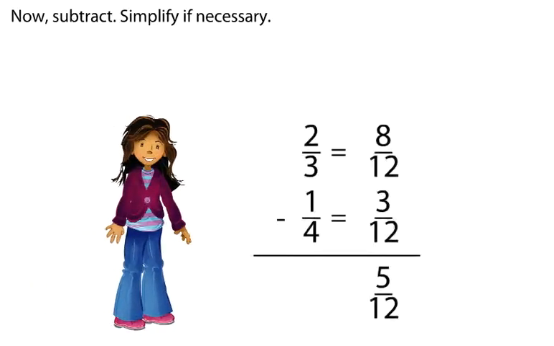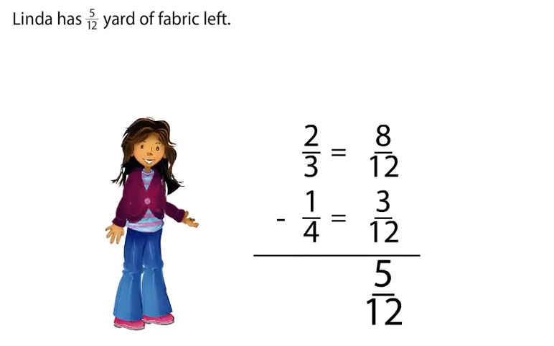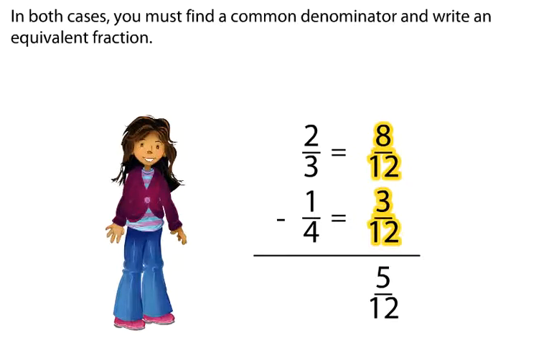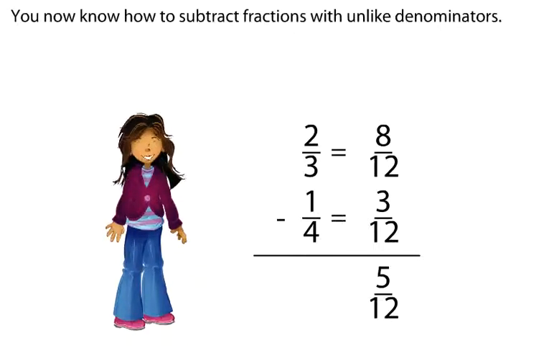Now subtract. Simplify if necessary. Linda has 5/12 yard of fabric left. How is this problem of subtracting fractions with unlike denominators similar to adding fractions with unlike denominators? In both cases, you must find a common denominator and write an equivalent fraction. You now know how to subtract fractions with unlike denominators.